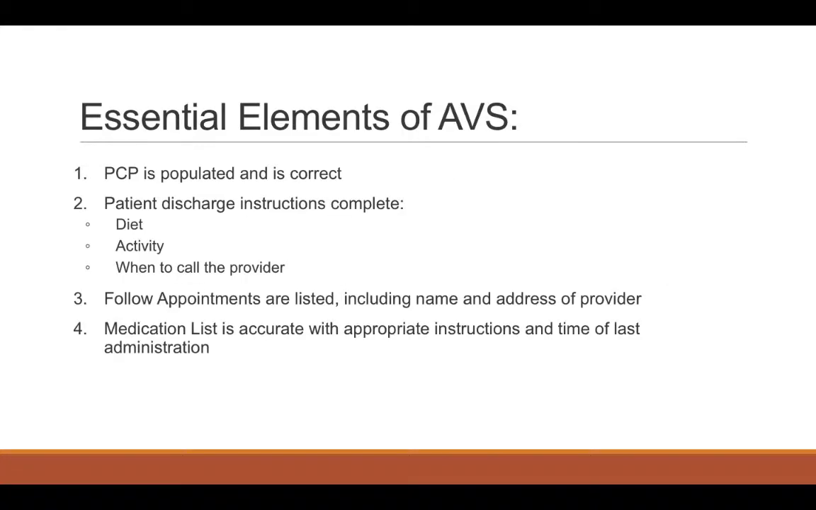All right, let's begin. Here you see listed the 4 essential elements of the AVS that must be present for all patients, regardless of their reason for admission. First of all, the PCP must be populated and, of course, correct. Secondly, patient discharge instructions must be complete, which means that they include information for all patients, including the peds, on diet, activity, and when to call the provider. Thirdly, follow-up appointments must be listed, including the name and address of the provider. And lastly, the medication list must be accurate with appropriate instructions and the time of the last med administration.